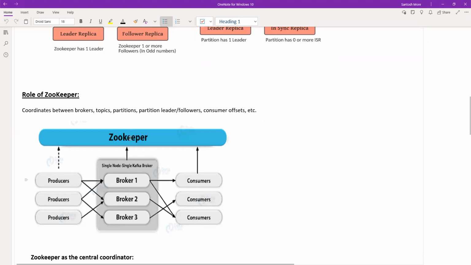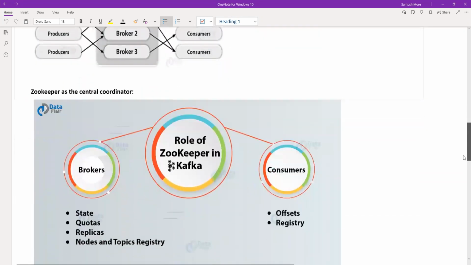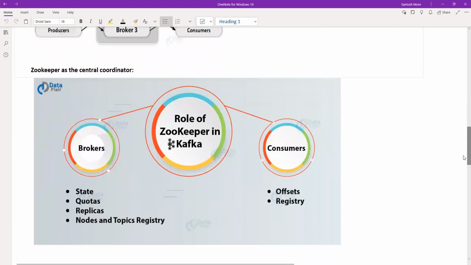And secondly, it also maintains the information of the offsets. The new versions don't have that, but the consumer offsets were also maintained in the Zookeeper. So whenever the consumer wants to go for the next offset, it refers to the Zookeeper, gets that information and moves on, right? The older version was this way.